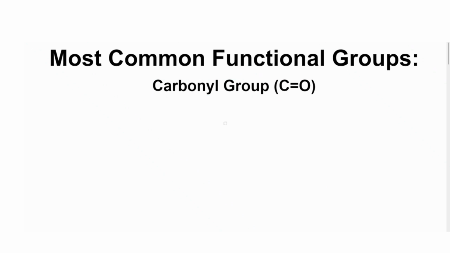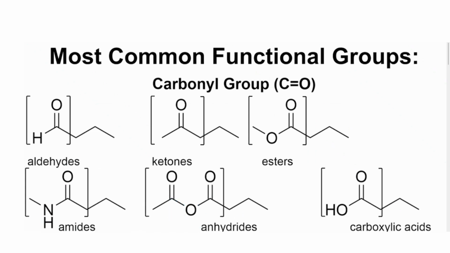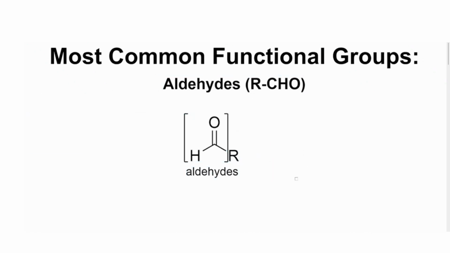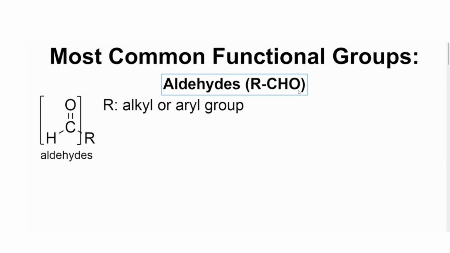Next is the carbonyl group, C=O. The carbonyl group consists of a carbon atom double bonded to an oxygen atom. This group is found in several types of organic compounds, including aldehydes, ketones, esters, amides, anhydrides, and carboxylic acid. Aldehydes are CHO. Aldehydes contain a carbonyl group with the carbon atom also bonded to a hydrogen atom and an alkyl or aryl group. The general formula is RCHO, and they're typically more reactive than ketones due to the presence of the hydrogen atom attached.